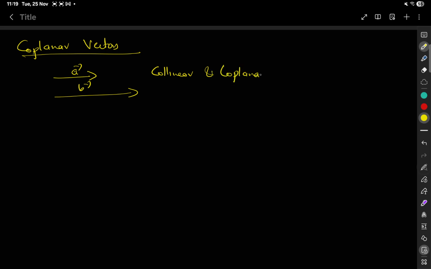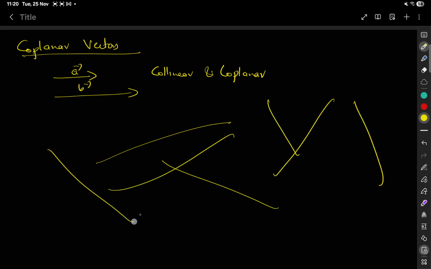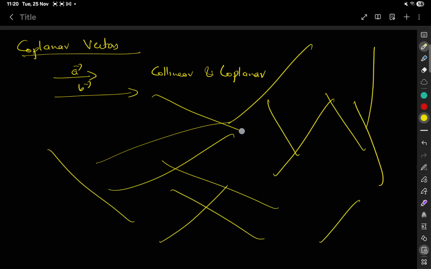What is the meaning of coplanar? Okay, just assume that there is a table, and on the table there are so many pens. Then all these pens are coplanar. I hope you understood. Or you take a board. On that board I am drawing so many lines. All these lines are coplanar, and you assign them direction, then all of them are coplanar vectors. So that is coplanar vectors.